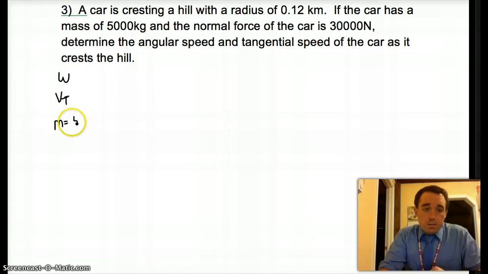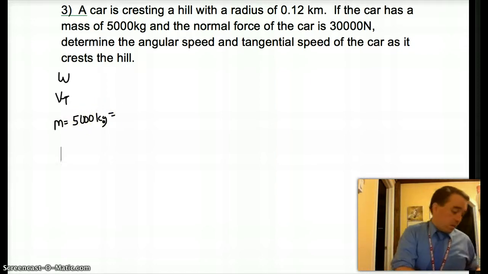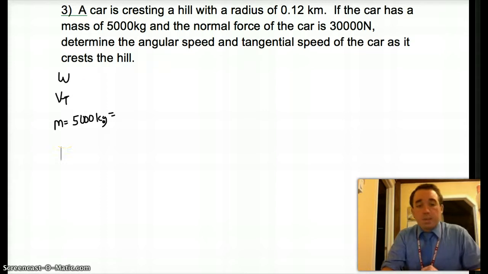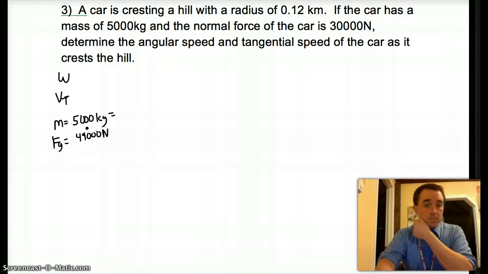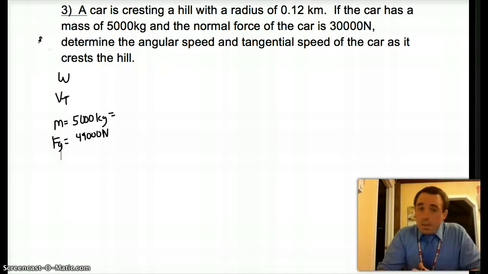We do know the mass, it's 5,000 kilograms, which tells me that the weight, just like I said in class, it's good to, if you know the mass, just right away find the weight, 49,000 newtons. Okay, so we got that. Mass, weight, what else do we know? We know the normal force, Fn, is 30,000 newtons.